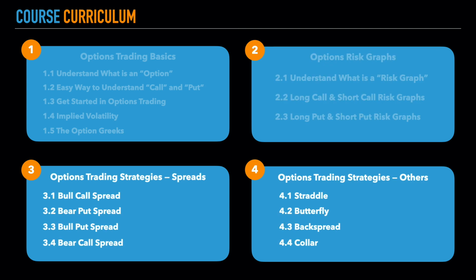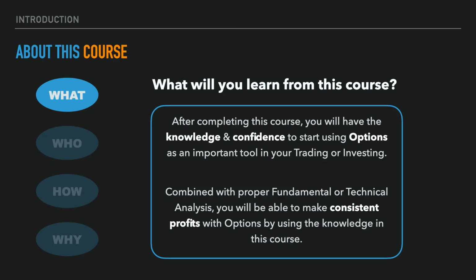Modules 3 and 4 are all about designing trading strategies with different option combinations. I will go in-depth into 8 different option strategies and use examples with real companies to make sure you can understand and apply them on your own. So basically, after you complete this entire course, you will have the fundamental knowledge and the full confidence to start trading options on your own. If you already have foundations in fundamental or technical analysis, then you will be able to combine options with fundamental or technical analysis to maximize your potential returns in the future.